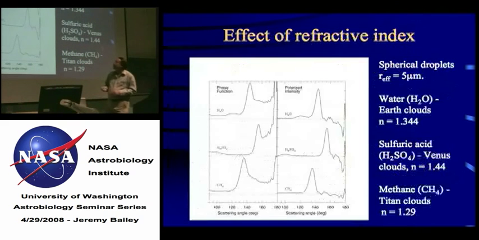Now the angle at which you see that rainbow depends on the refractive index of the liquid. So I've shown here the rainbows calculated for 3 different liquids that we know occur in clouds within the solar system. Water at the top, this is sulfuric acid, which is what we get in the Venus clouds, and this is methane, which we get in clouds on Titan. And you can see that you could clearly distinguish these liquids from the shift in angle at which the rainbow occurs.